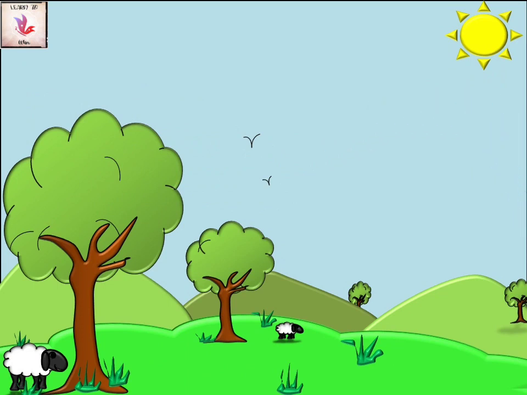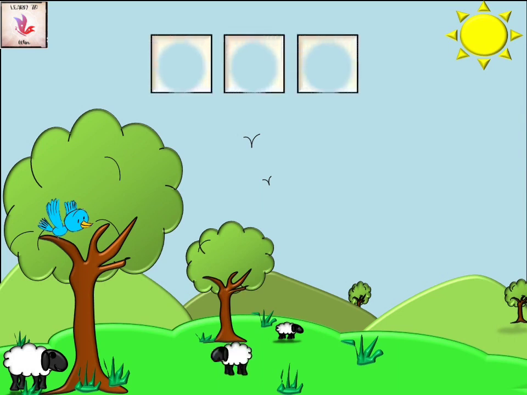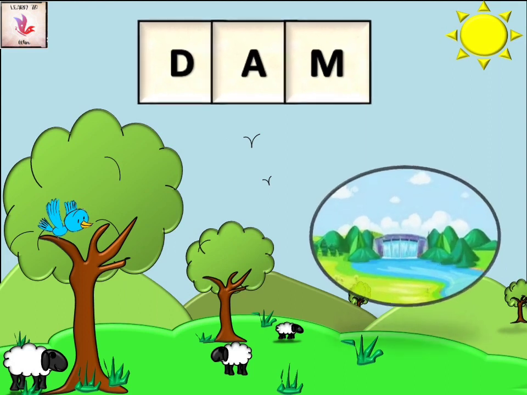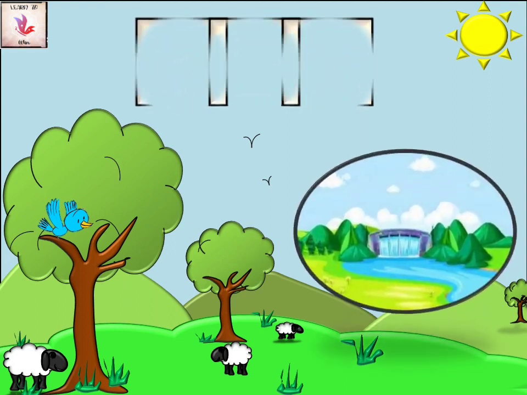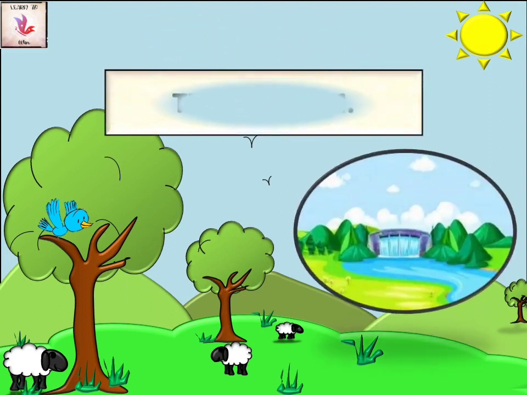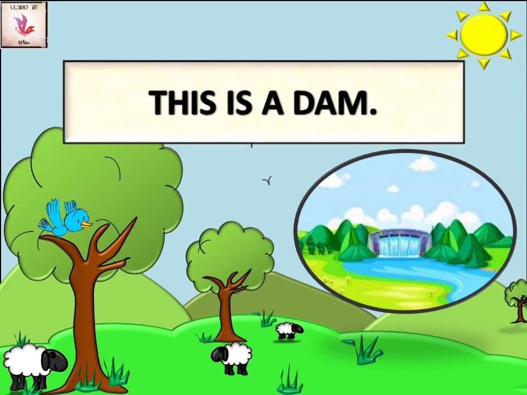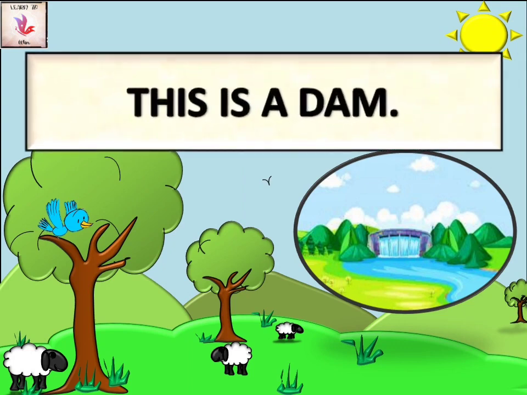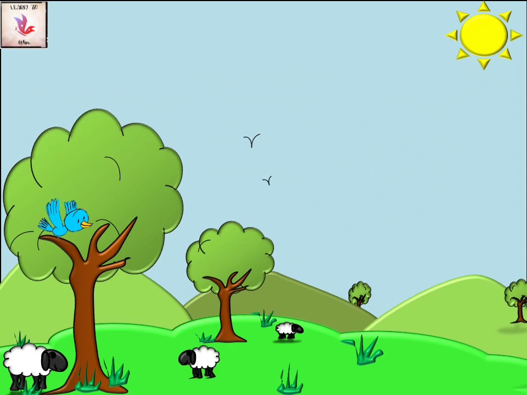Let's see what is our next word. Our next word is dam. D-A-M. D-A-M. Dam. This is a dam. Have you seen a dam before? I have. You must see it too.